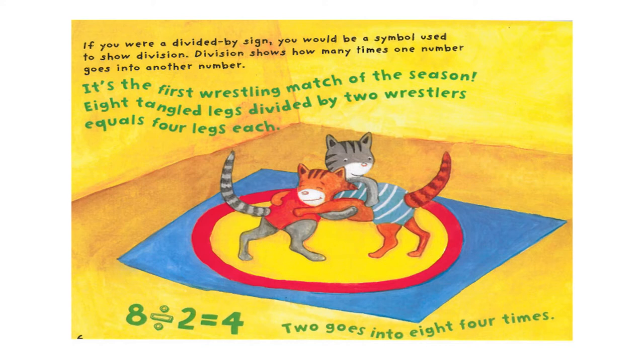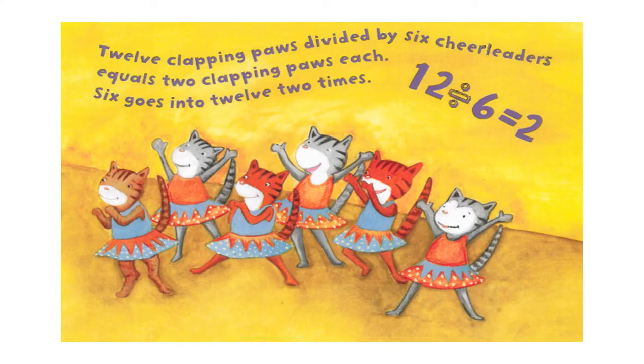Division shows how many times one number goes into another number. It's the first wrestling match of the season. Eight tangled legs divided by two wrestlers equals four legs each. Eight divided by two equals four. Two goes into eight four times. 12 clapping paws divided by six cheerleaders equals two clapping paws each. Six goes into 12 two times. 12 divided by six equals two.